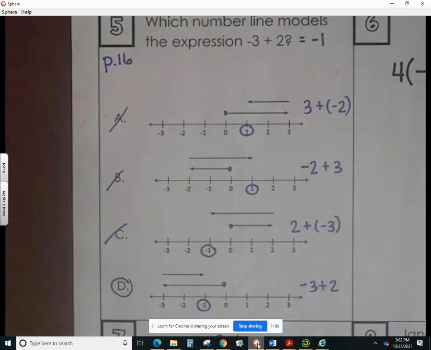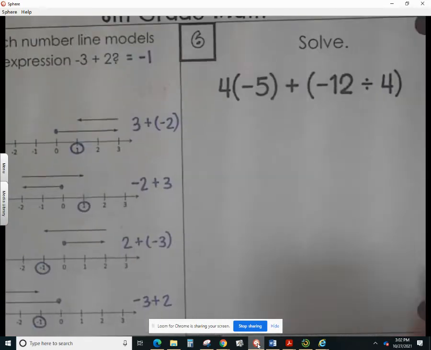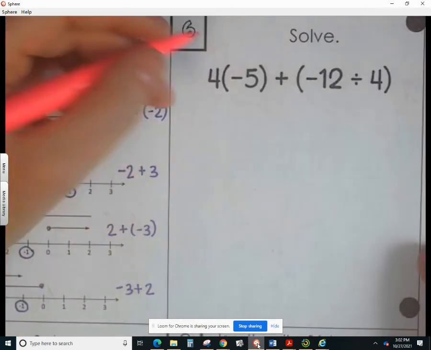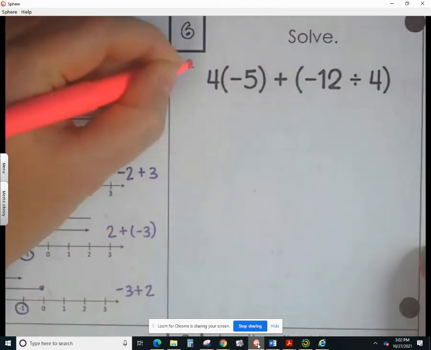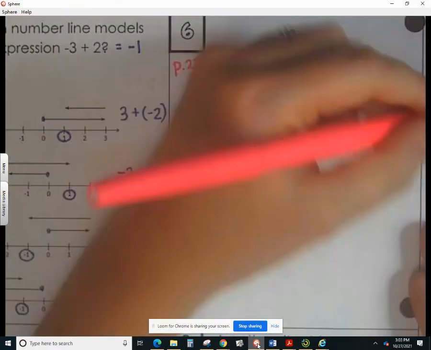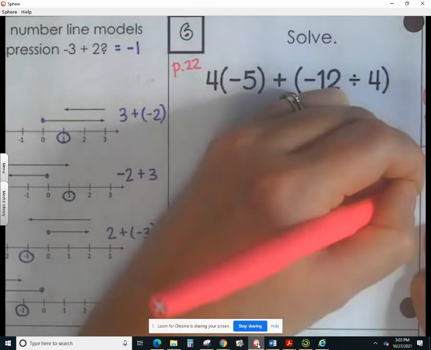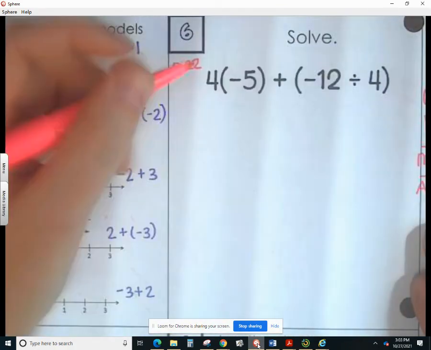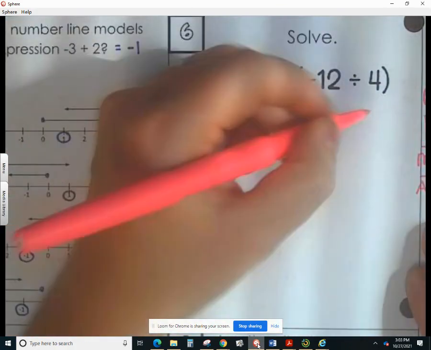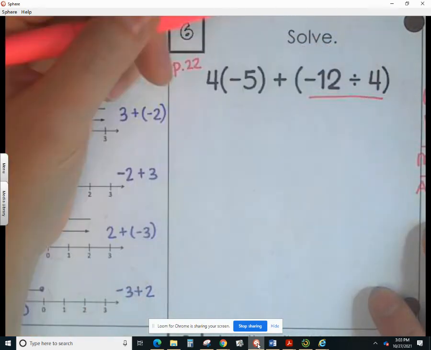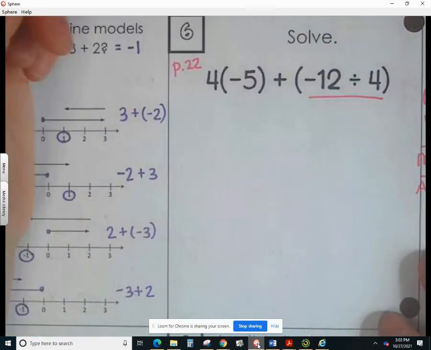Okay, next problem is number 6. You can find information about number 6 on page 22 of your notebook. On page 22, we learned that we have to use GEMDAS to solve this problem. We have to use the order of operations. G stands for grouping symbols, and we do have some grouping symbols here. So that's what we're going to start with.